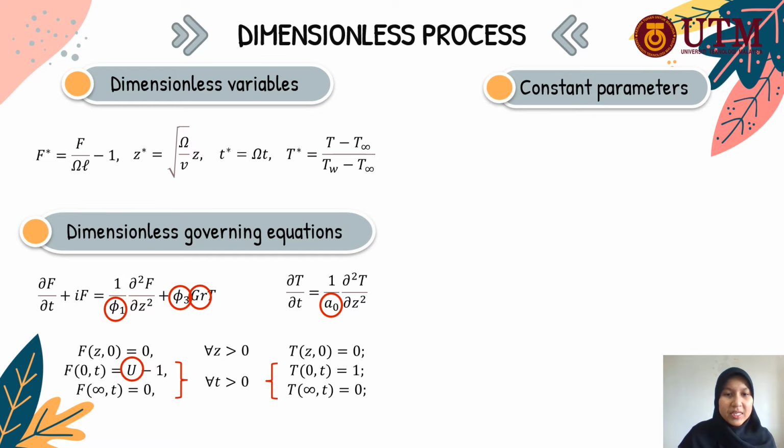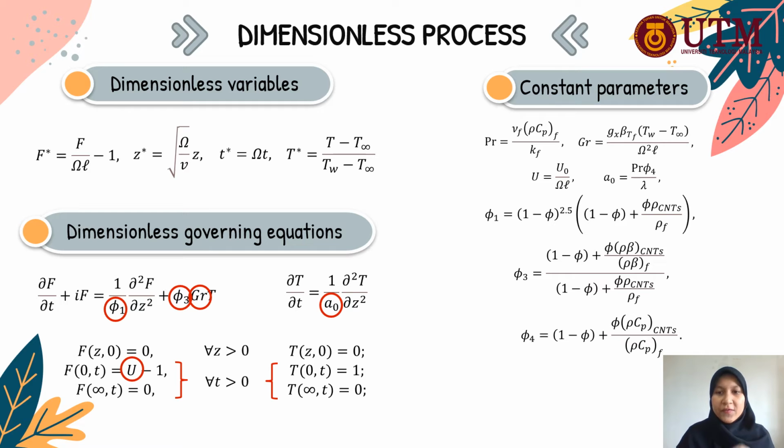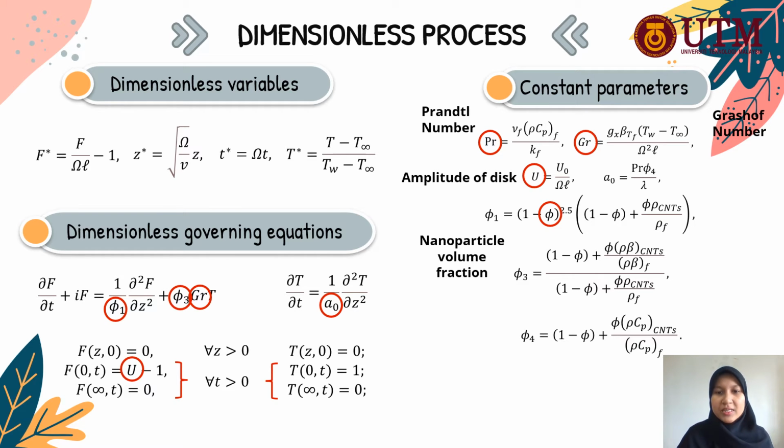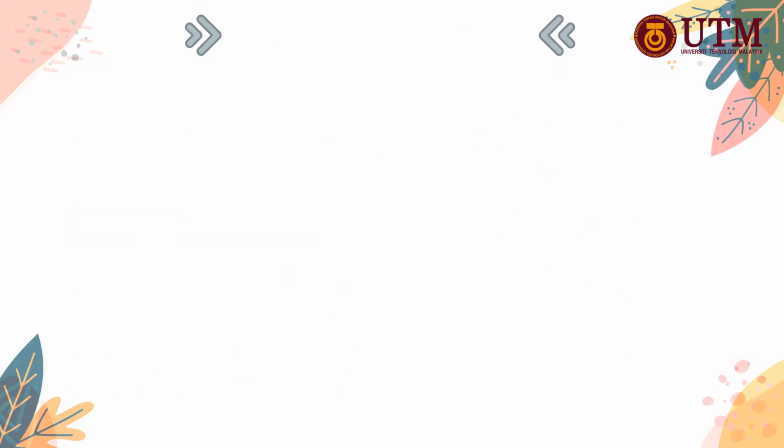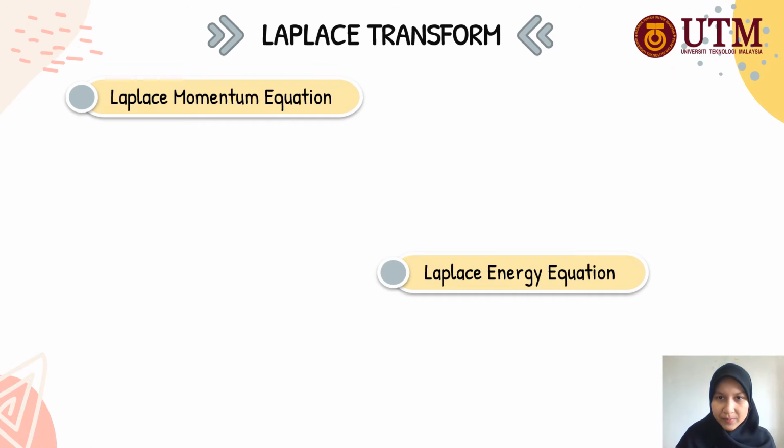Here are the constant parameters that appear in our study, defined like this, where Pr is the Prandtl number, Gr is the Grashof number, U is the amplitude, and phi is the nanoparticle volume fraction. These constant parameters will be used later to investigate the physical behavior of the velocity and temperature profiles. Then we use the Laplace transformation method in order to solve this governing equation.